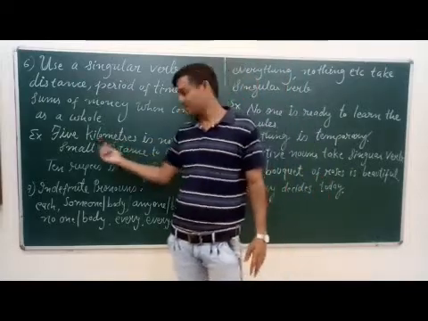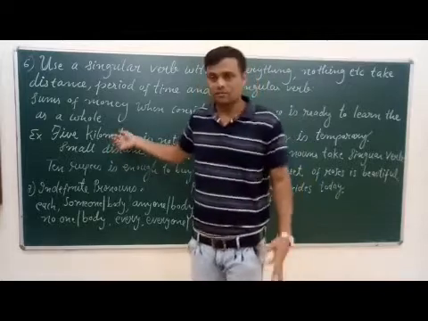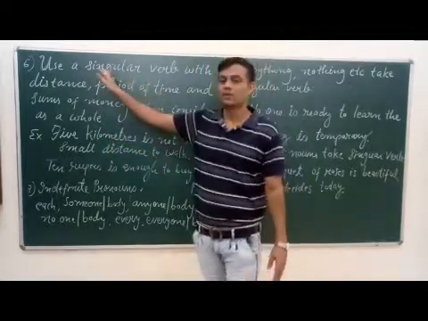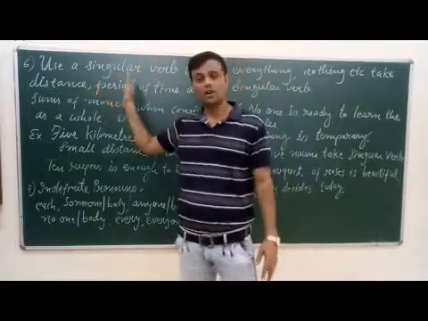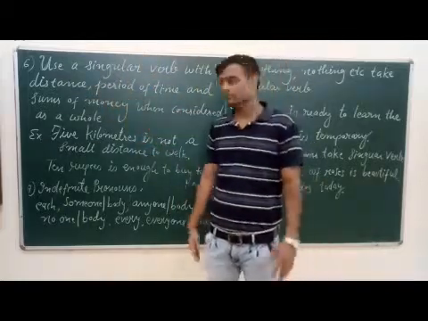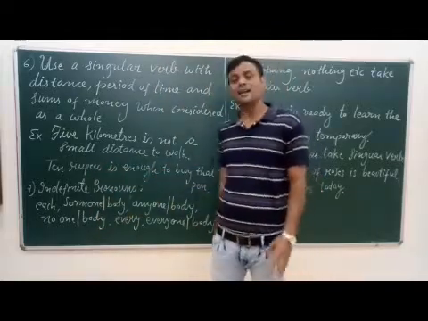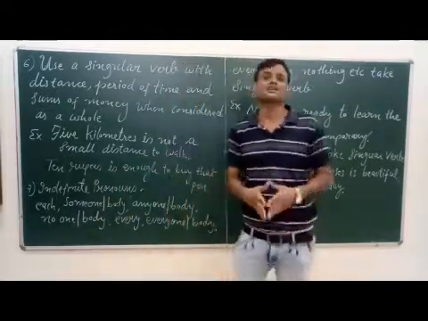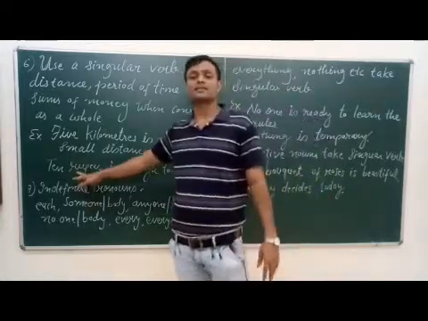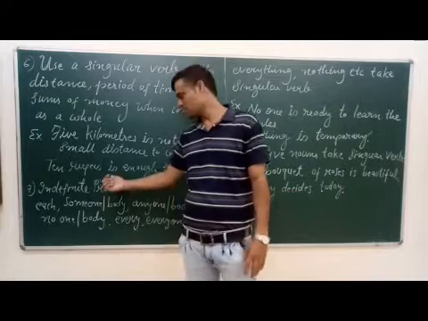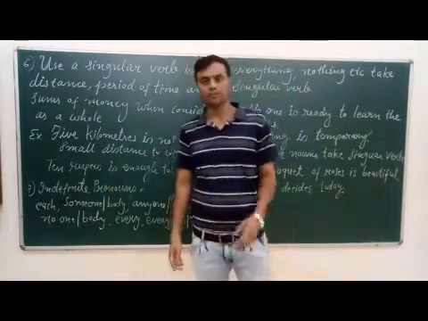Now 5 kilometers seems plural, kilometers, but we have to use a singular verb with distance, period of time or sums of money. Another example: 10 rupees is enough to buy that pen. So here 10 rupees seems plural, but it takes a singular verb.